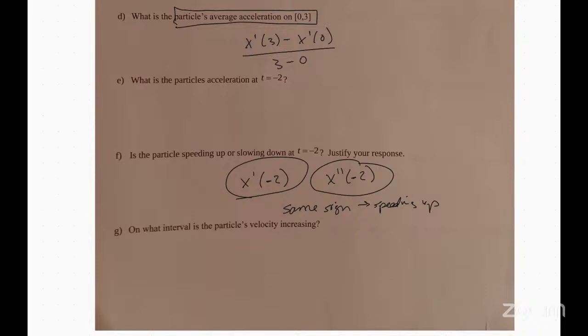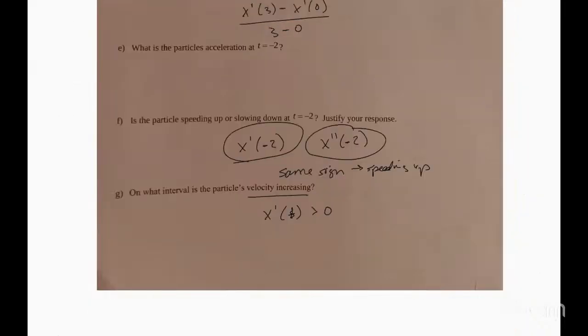Okay, makes sense? On what interval is the particle's velocity increasing? Well, the velocity is increasing where the derivative is greater than 0. So do your sign chart for your velocity, and find your zeros. I don't know how many there are. Would there be two? Was this a cubic originally? Yeah.